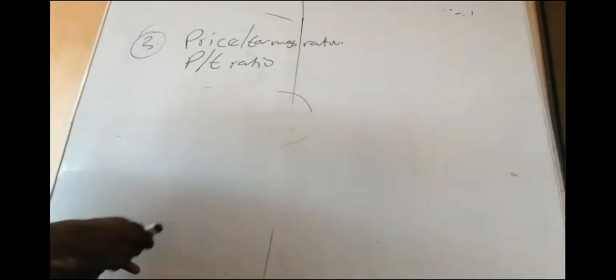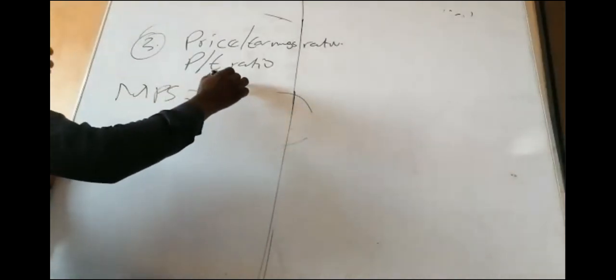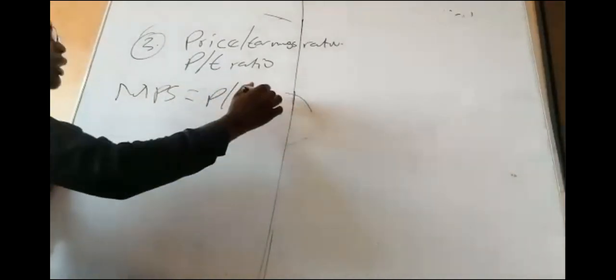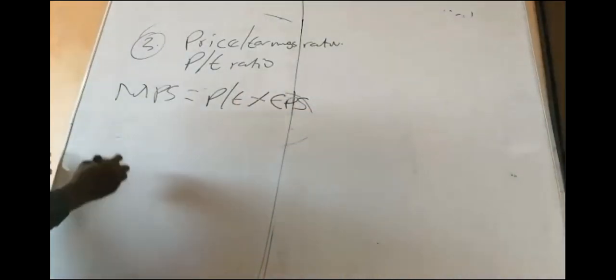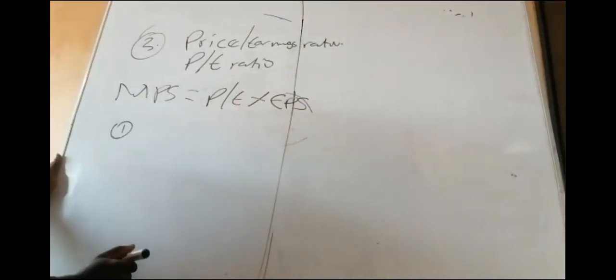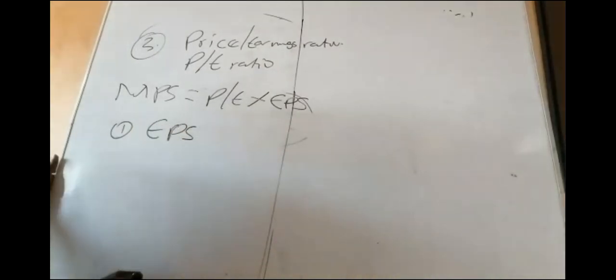So here we are saying that the market price of the company's shares is nothing but the PE ratio times earnings per share. So it comes down to 3 steps. Step 1, calculate the earnings per share for the company in question.